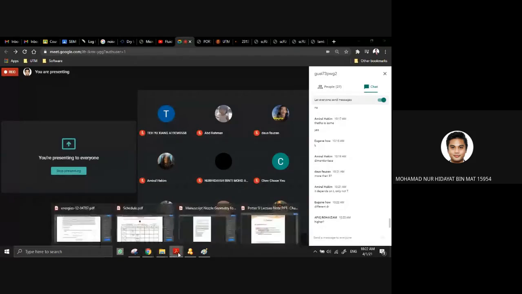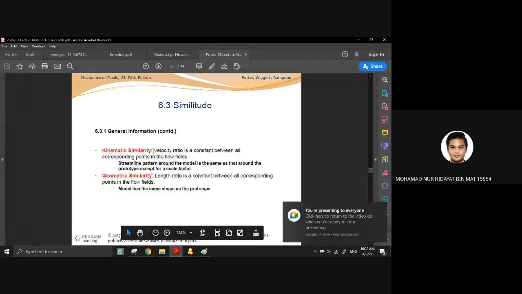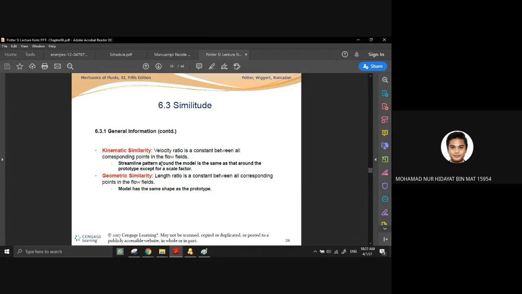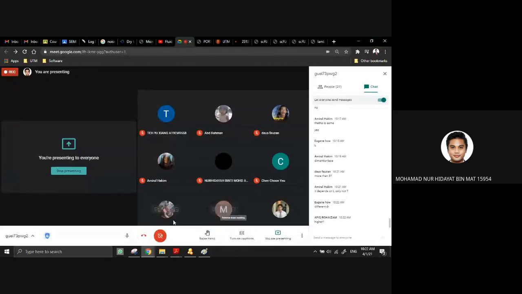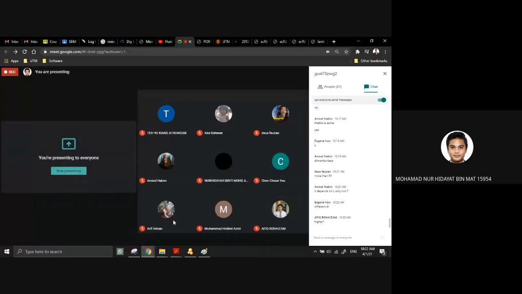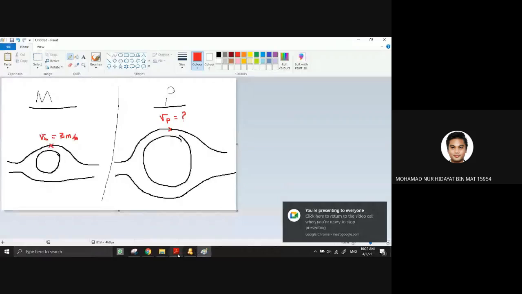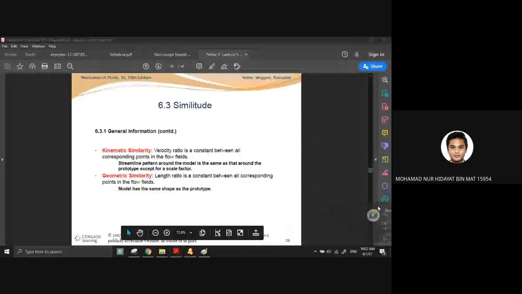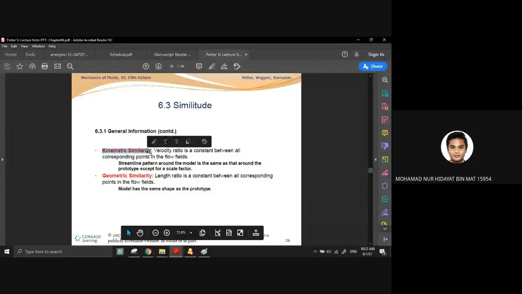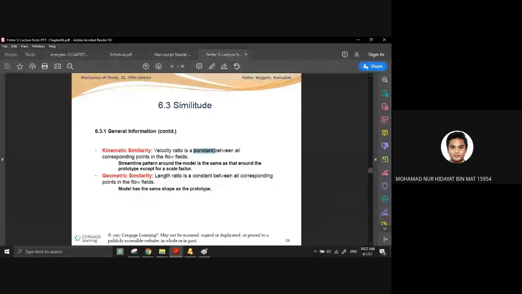In this lecture, I explained the velocity ratio is constant between all corresponding points. Okay, what do you think? Why is it different? Is it not the same? Okay, so the answer is, refer back to this slide. Kinematic similarity means the velocity ratio is constant, not the same. Constant and same are different.